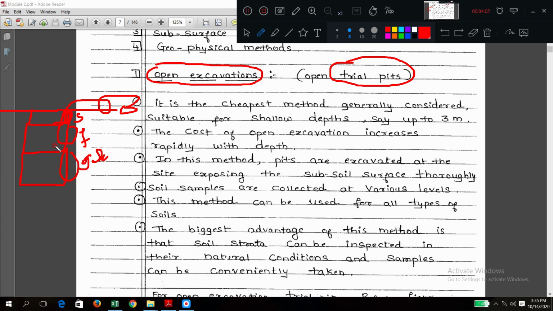After excavation, it is going to become like this, an open trench. If any person goes here and stands here, he can see the different order of strata or different depth of strata. So it is very open and visible. You can easily check things. Also you can easily assess the groundwater table here, whether the water is coming from here or here. So open excavation will give detailed information.